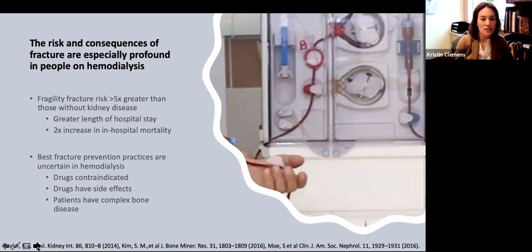And unfortunately, how to best prevent fracture in this group of patients is very uncertain. And that's because many of the drugs that we would use to prevent fracture in people with normal kidneys either can't be used in dialysis, or are associated with side effects. And we also know that people using dialysis have very complex bone disease that impacts their fracture risk.